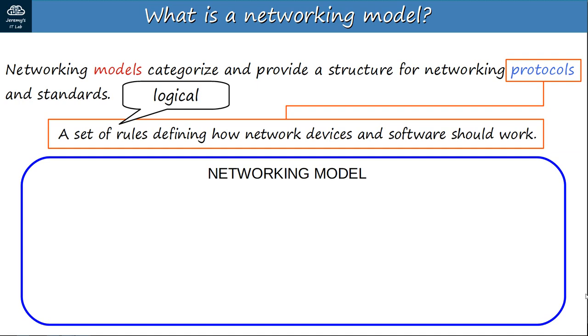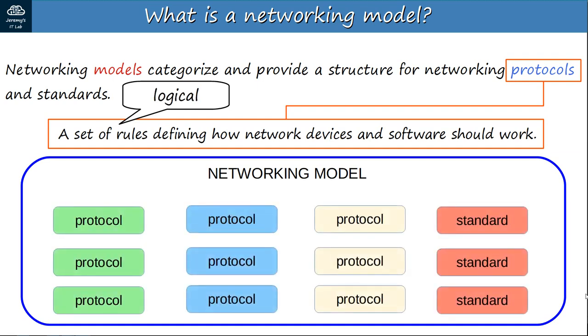So you could visualize it like this. This is a networking model, and it categorizes and provides a structure for various networking protocols, like these. The different colors represent different categories of protocols and standards. These protocols and standards could define something like the structure and usage of IP addresses, or maybe physical details like electrical voltage used on copper cables when transmitting data. Let's talk about the OSI model first, and then we'll look at the TCP/IP suite after.